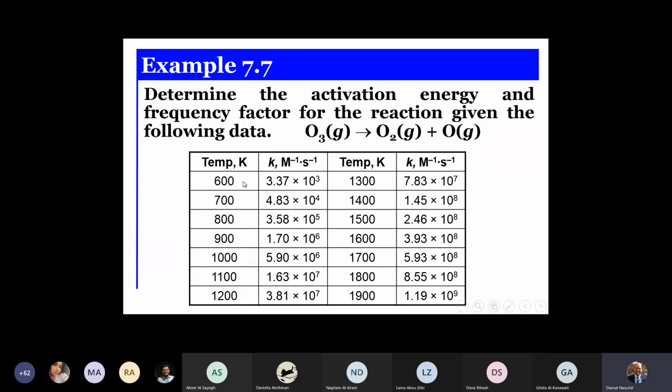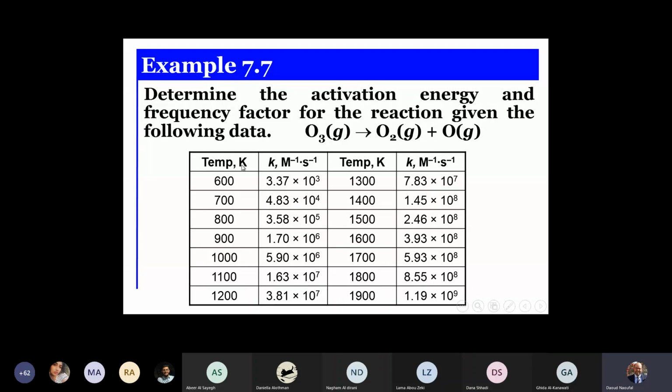So he realized in this example 7 experiments at different temperatures. So we have the same reaction in 7 experiments at different temperatures. So K is not the same. K is variable since the temperature of the reaction has been changed. For example, at 600 Kelvin, 3.37, 700, 4.83.